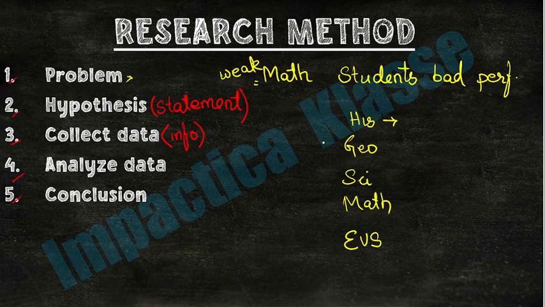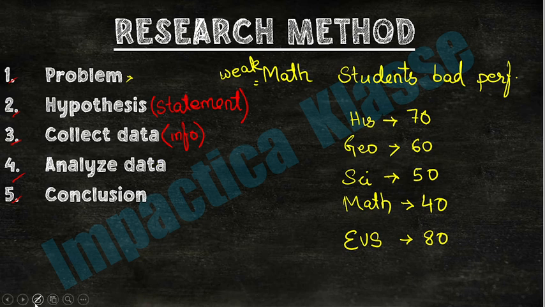In this you can see that the average marks the class has got in history is 70. Average marks in geography is 60. Average marks in science is 50. Average marks in math is 40. And in environment science, they have got 80 marks. So this is the average marks of the students. Now your third step is complete, that is collection of your data.